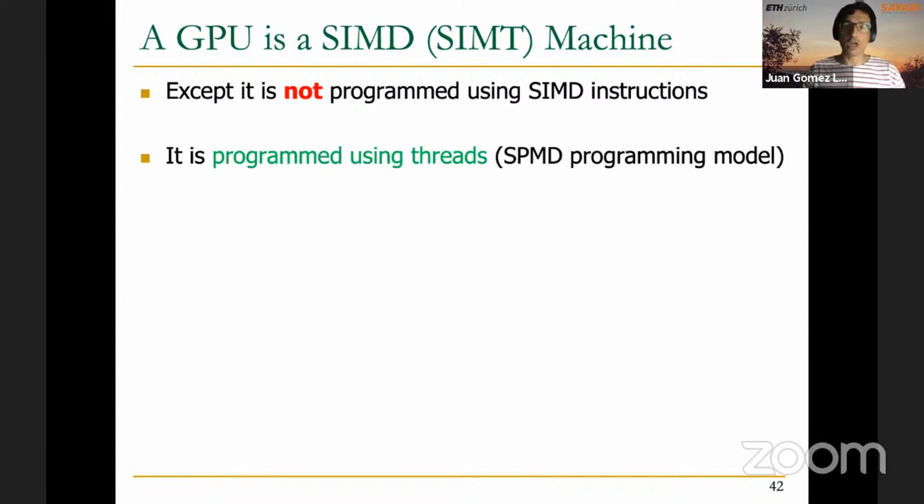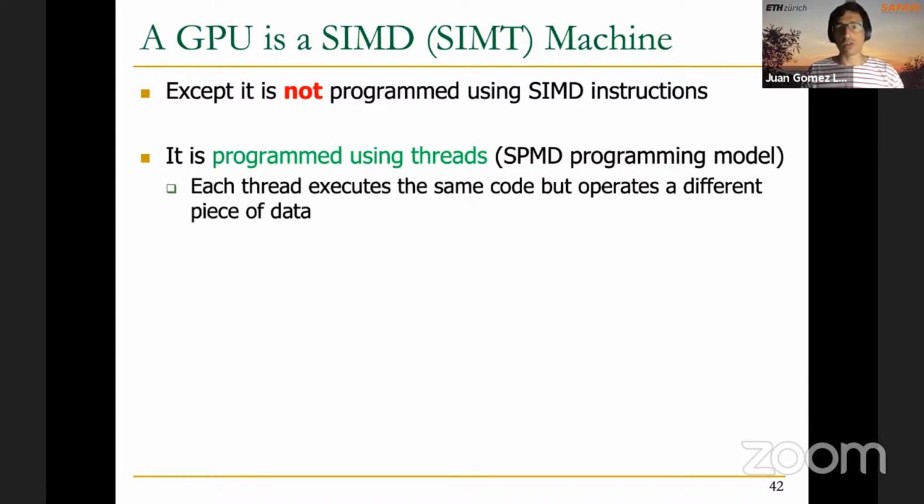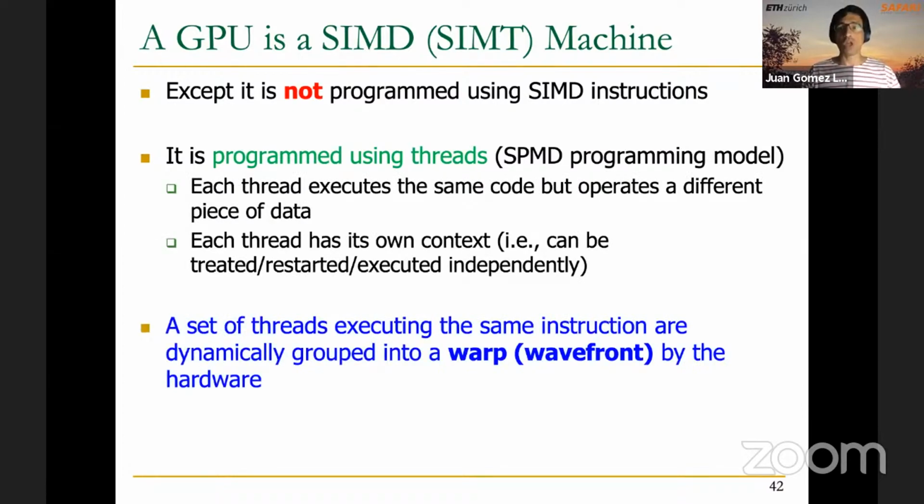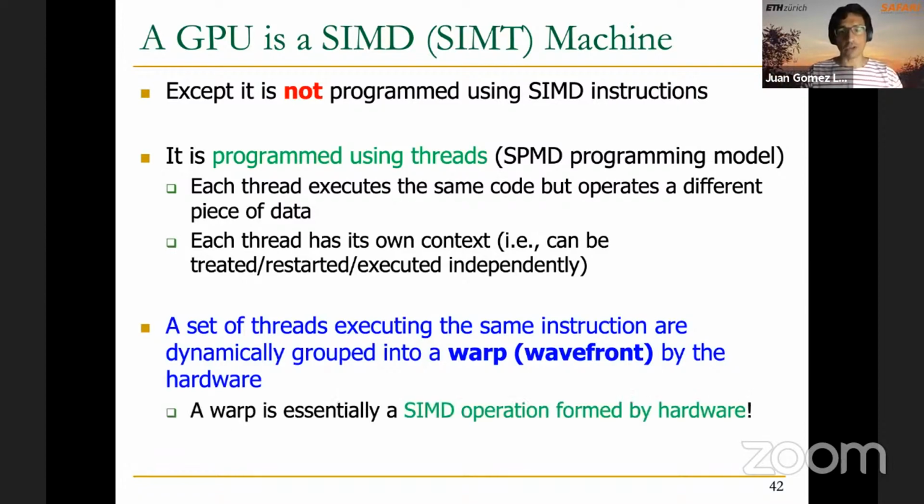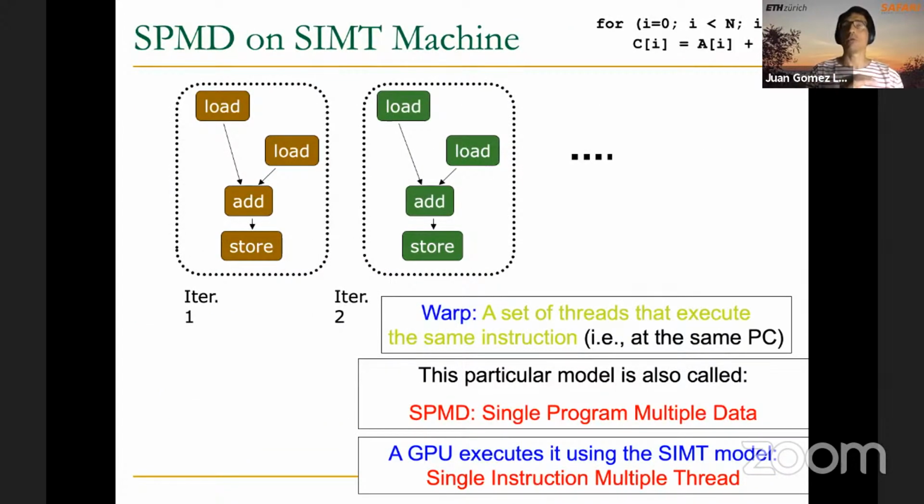So a GPU is a SIMD or SIMT machine. The only difference with a SIMD machine is that it doesn't execute SIMD instructions, it's programmed using threads, and then the hardware itself will be able to create the vectors in a transparent way. The programmer writes code for individual threads, and later, as we are going to see in the next slides, the hardware creates these so-called warps or wavefronts, depending on the GPU vendor, and executes them together onto the hardware as if they were vector instructions. The different threads were different lanes of the same vector instruction. So a warp is essentially a SIMD operation formed by hardware, or we can better say, a warp is a set of threads that execute the same instruction.